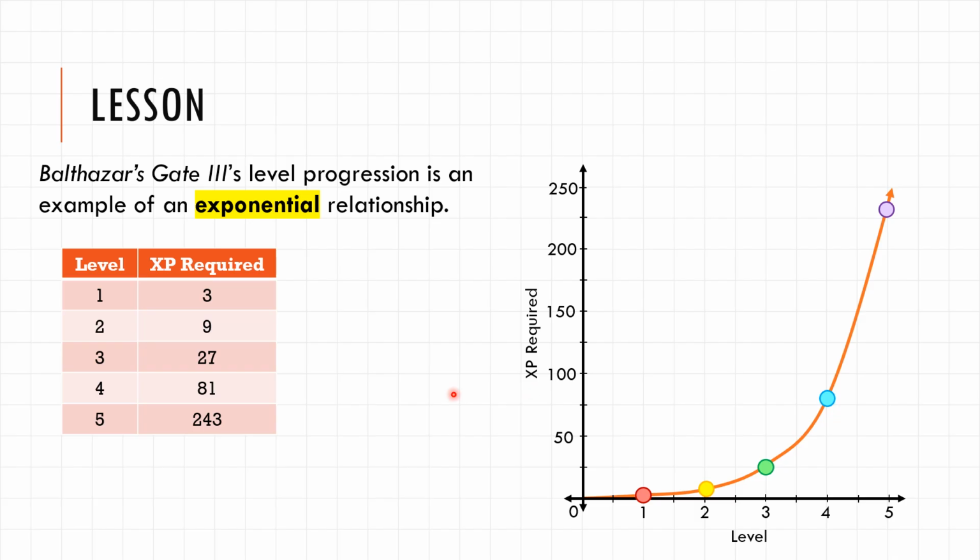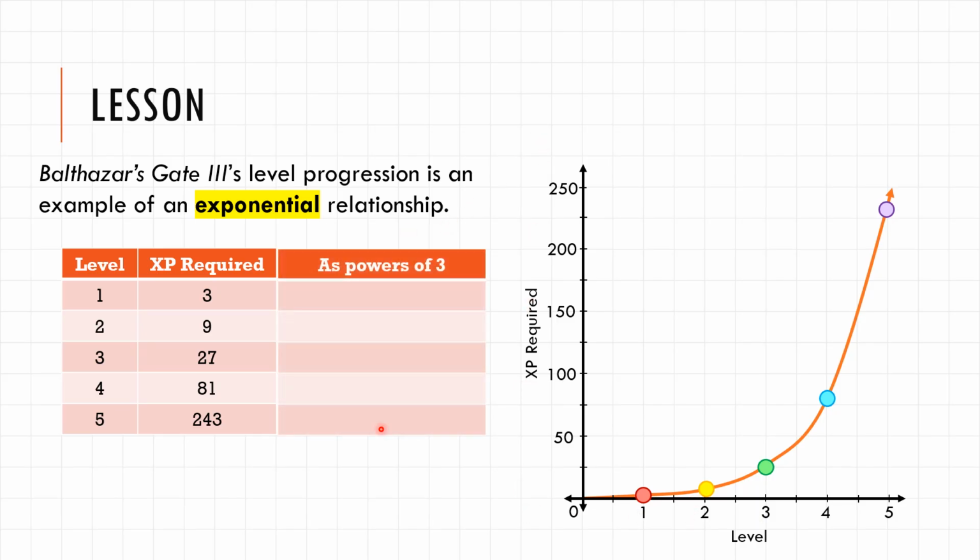Baldur's Gate 3, its level progression, is an example of something called an exponential relationship. And that's what we're doing in this unit, right? We're learning all about exponents. In this exponential relationship, I can rewrite the amount of experience required. Instead of writing it as numbers, I can express it as a power of 3. And remember, a power is a big number, that's your base, and then an exponent. When I say powers of 3, I mean 3 is the base.